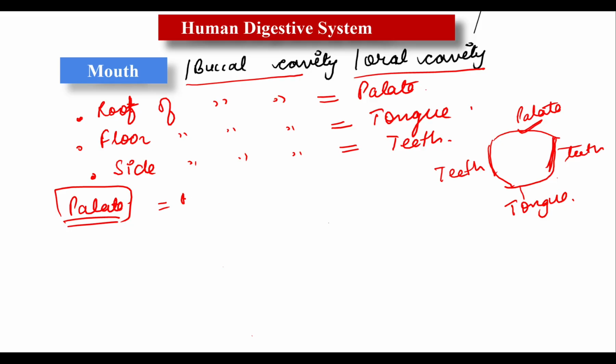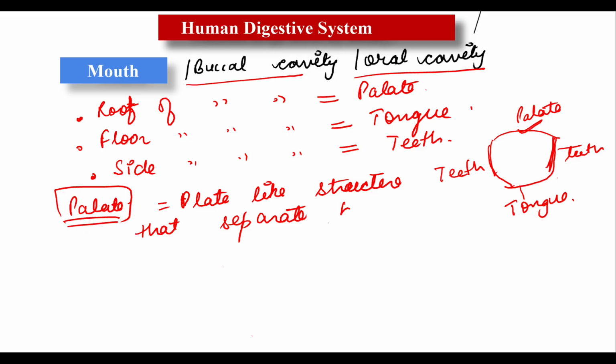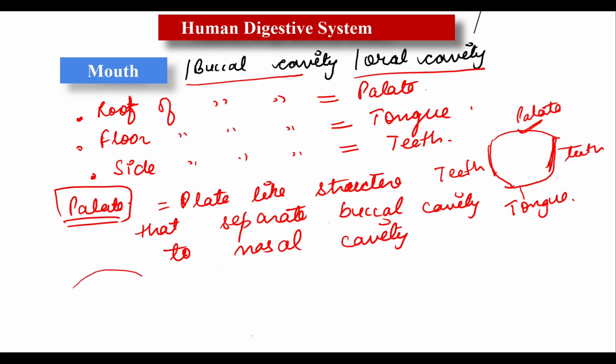It is a plate-like structure that will separate the buccal cavity, or your mouth, from the nasal cavity. Let me draw it. Imagine this is your nasal cavity and here is your buccal cavity. Both of these are separated by a plate-like structure. This plate-like structure is known as the palate.